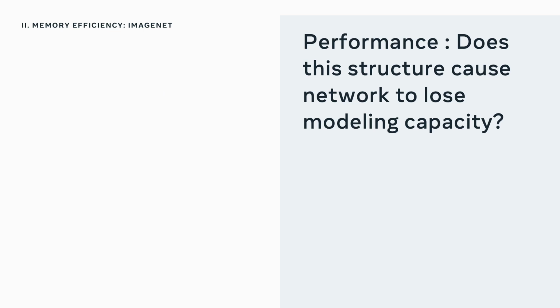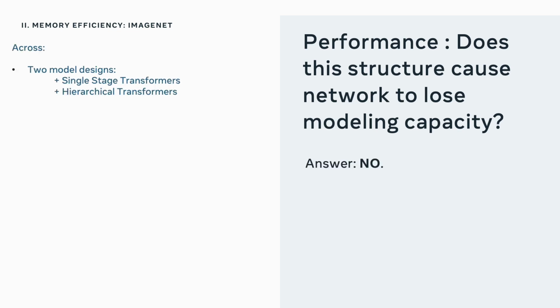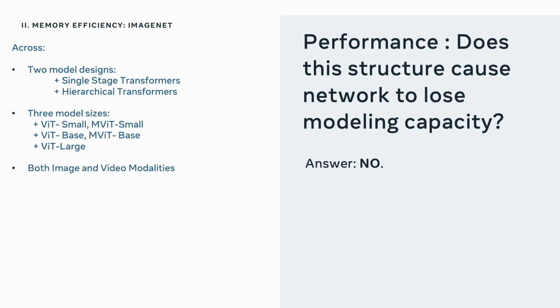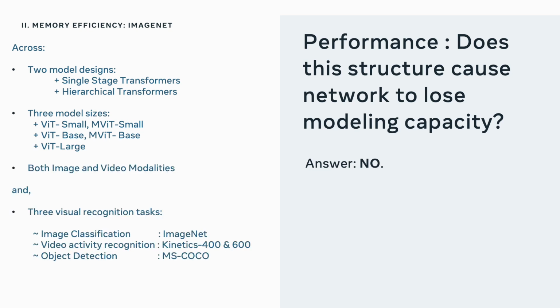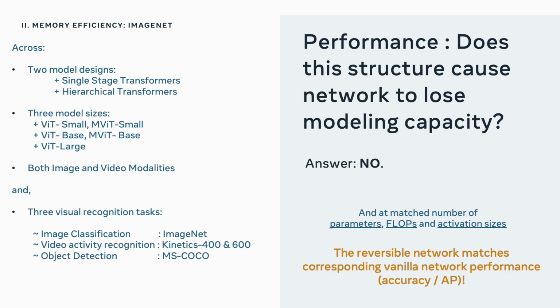The answer to whether this structure causes the network to lose capacity in any way we find to be a resounding no, specifically across two model designs, three model sizes, both image and video modalities, and across three well-benchmarked visual recognition tasks such as image classification, activity recognition, and object detection, and at matched FLOPs, parameters, and activation sizes, we find the reversible networks to match performance exactly of vanilla networks on both accuracy and AP.